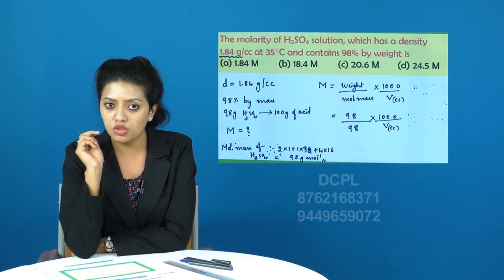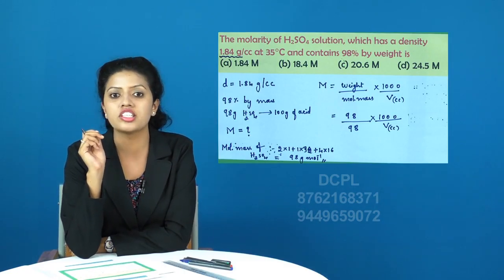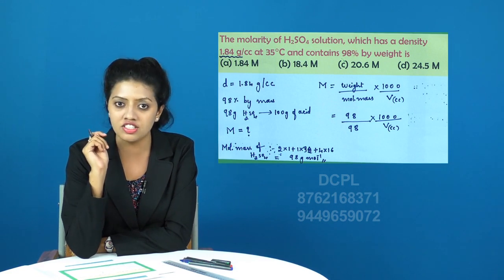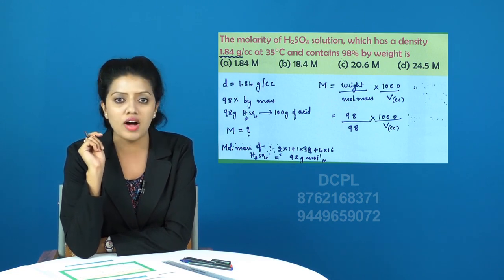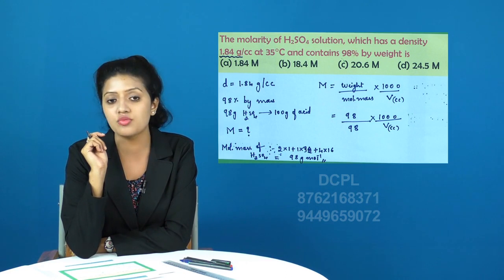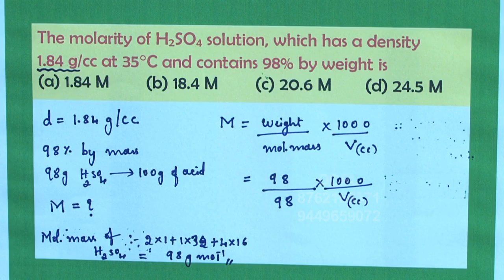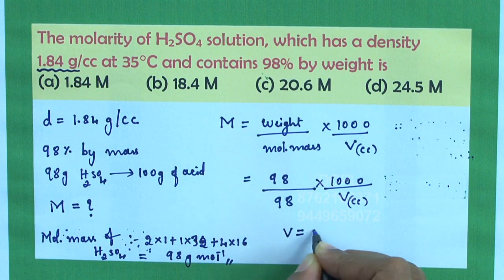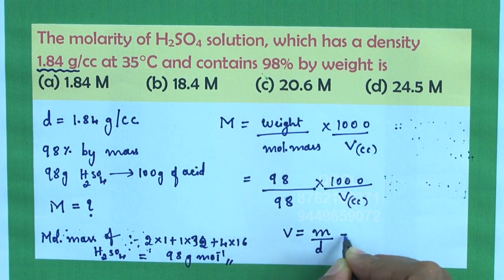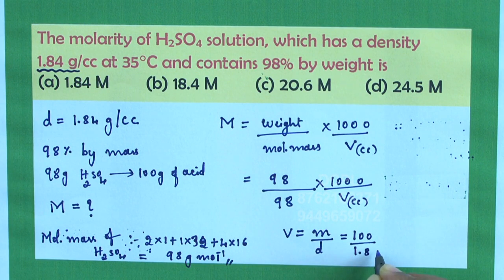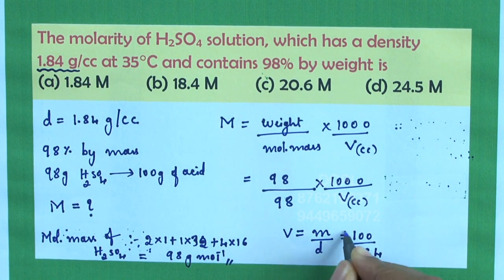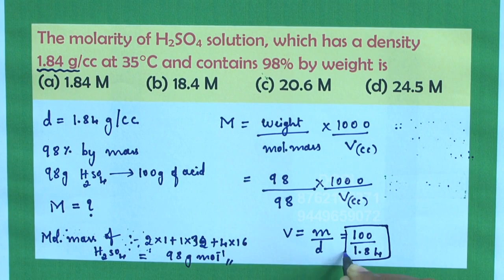In order to calculate the volume, we have to make use of the given data, density, and the relation is density is equal to mass by volume, and hence we can calculate the value of volume. So here V is equal to mass by density, which is equal to 100 divided by 1.84. So this is the value of the volume.